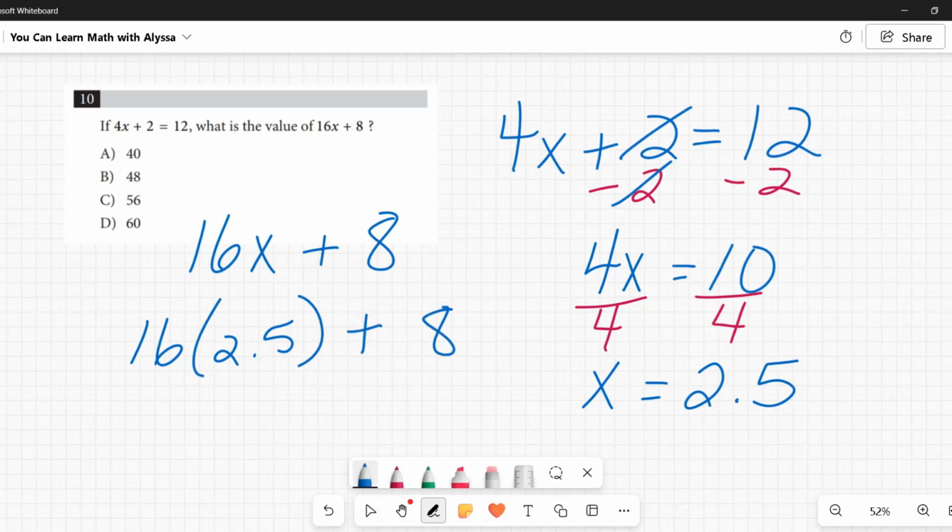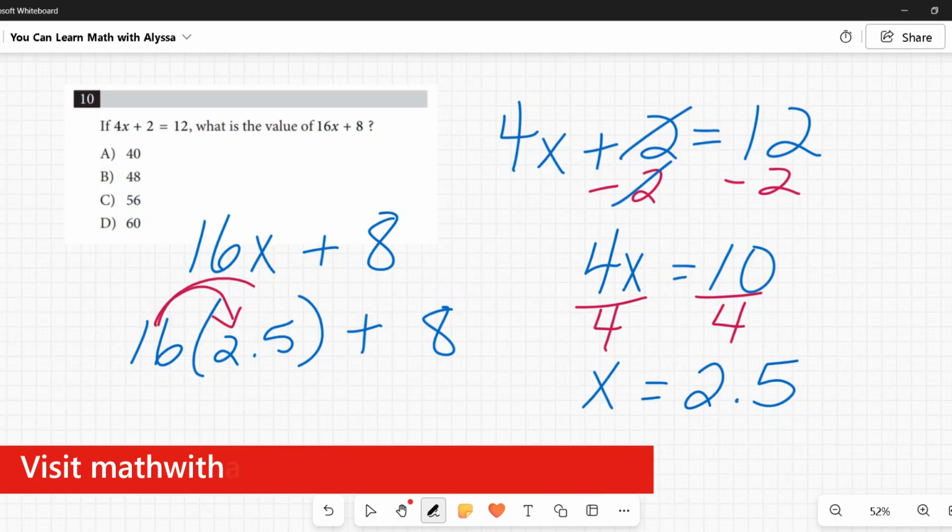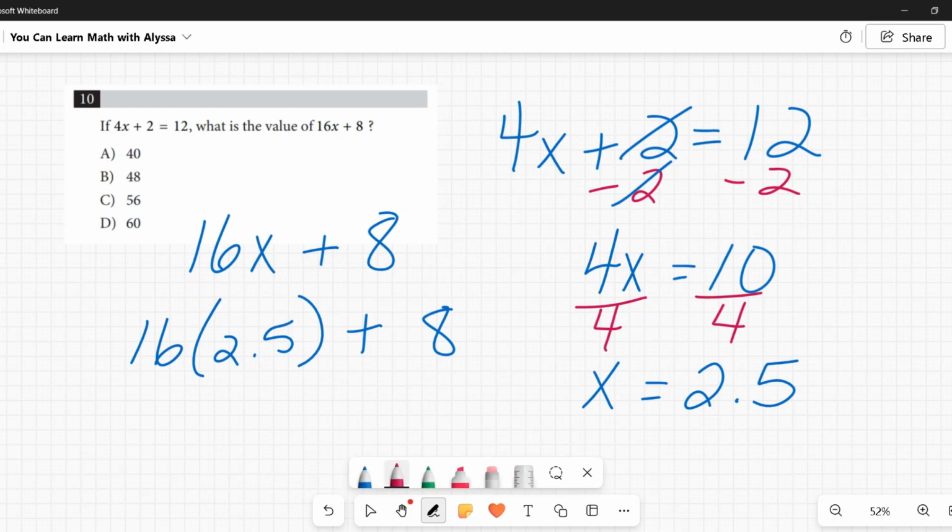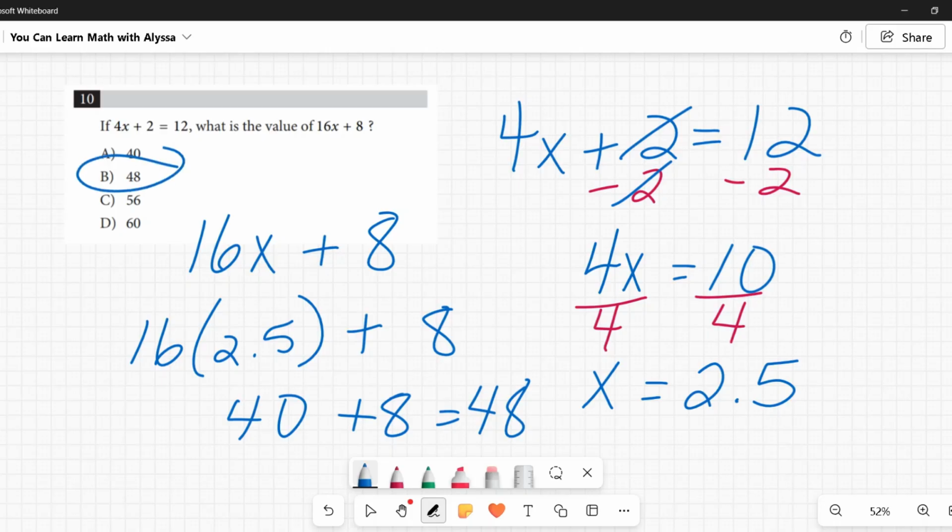16 times 2.5 is 40. If you're wondering, yes, I just did that in my head. The way I do it is I do 16 times 2, which is 32. Keep that number in my head. 16 times a half. What's half of 16? That's 8. 32 plus 8 is 40. If you're interested in learning mental math, that's my method. I'm sure there's others. Okay, so that's 40 plus 8 or 48, and that's B.